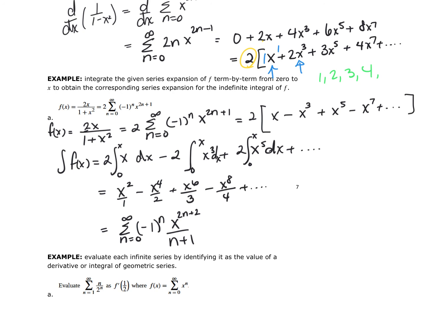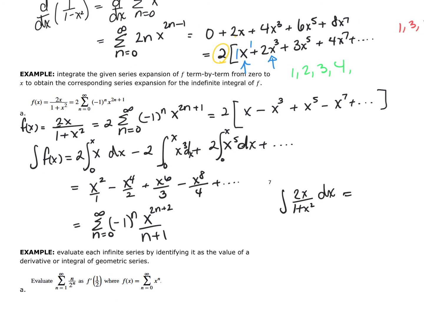Now, if I were to actually integrate 2x over 1 plus x squared dx with a u sub, this ends up becoming the natural log of the absolute value of 1 plus x squared. So then this is the equivalence of what the natural log of 1 plus x squared would be in terms of a series.